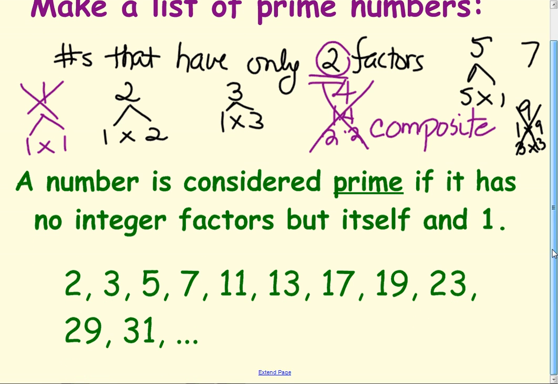A number is considered prime if it has no integer factors but itself and 1. It has exactly 2 factors. I think you have that on your handout. Yes or no?